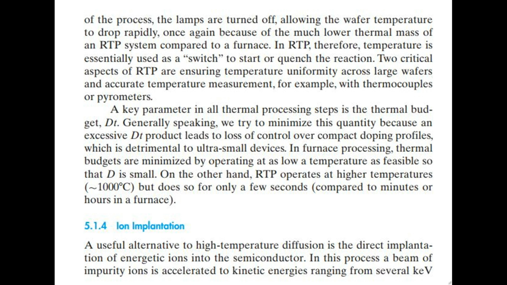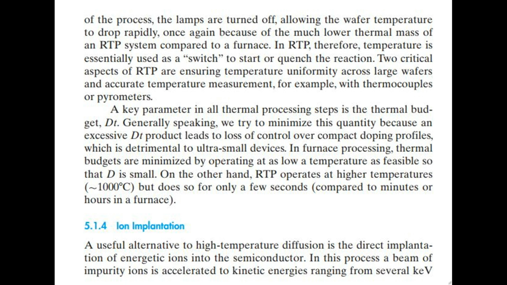A key parameter in all thermal processing steps is the thermal budget, Dt. Generally speaking, we try to minimize this quantity because an excessive Dt product leads to loss of control over compact doping profiles, which is detrimental to ultra-small devices. In furnace processing, thermal budgets are minimized by operating at as low a temperature as feasible so that D is small. On the other hand, RTP operates at higher temperatures, 1000 degrees Celsius, but does so for only a few seconds, compared to minutes or hours in a furnace.